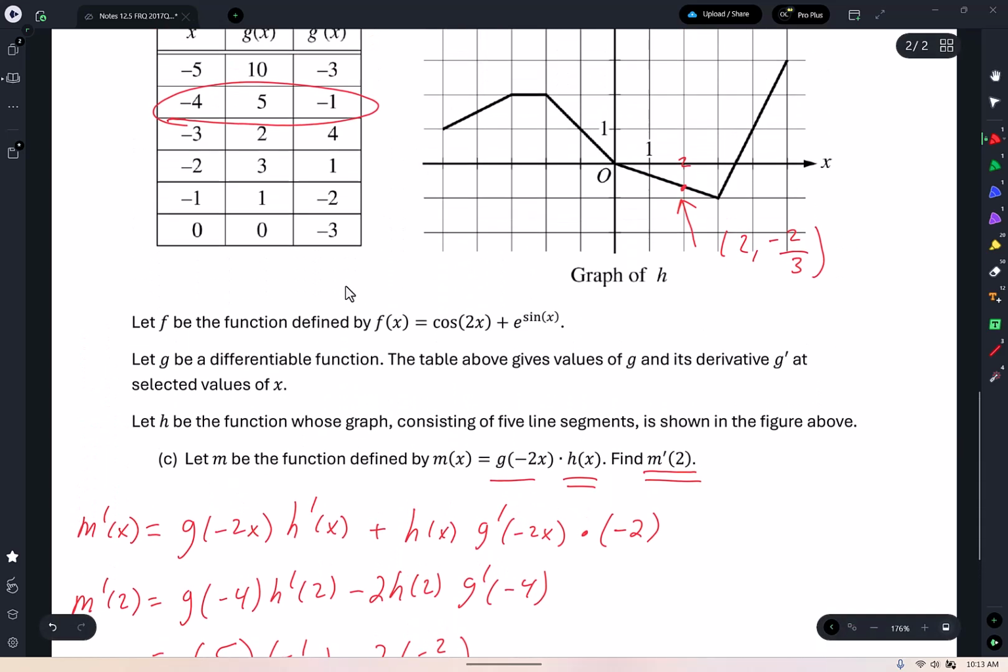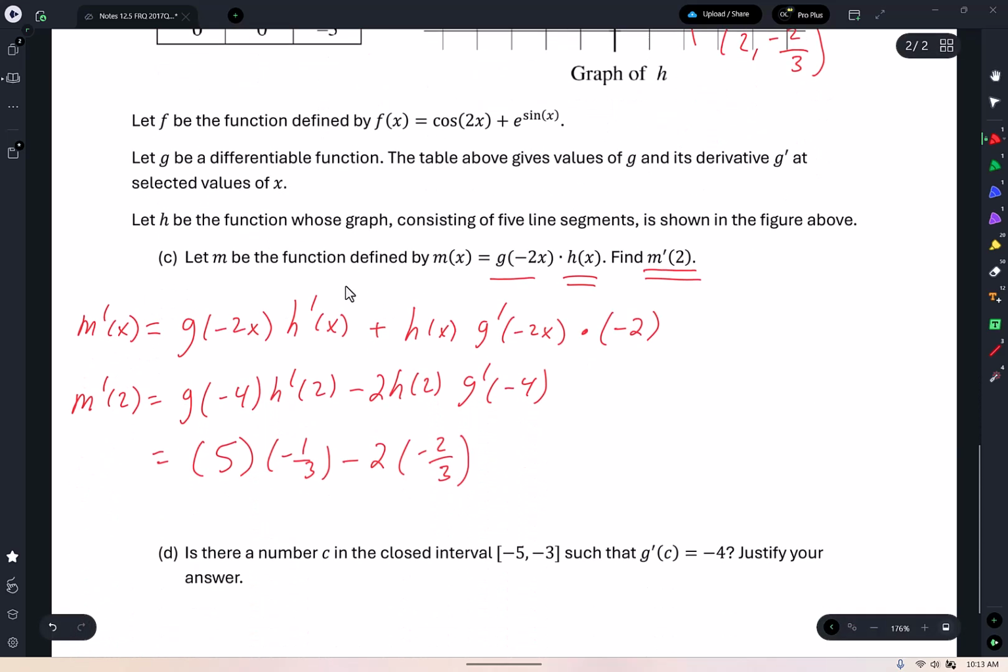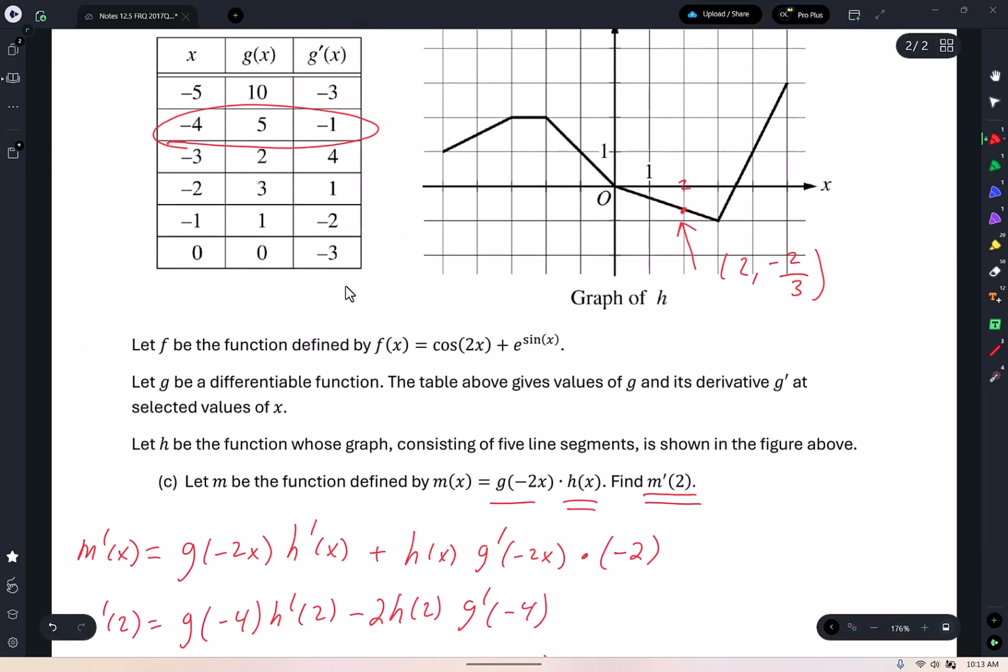G prime of negative 4. I go to negative 4 again, and it's negative 1. Yes, we knew that this slope was negative 1/3. So just keep that. So that means this point here is 1 comma negative 1/3. So that means this point here is 2 comma negative 2/3 because I just keep going. I just keep accumulating negative 1/3 every time I move one to the right.